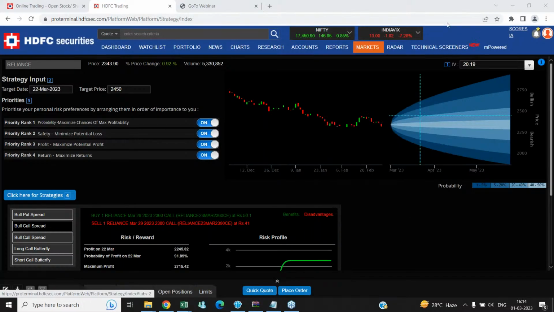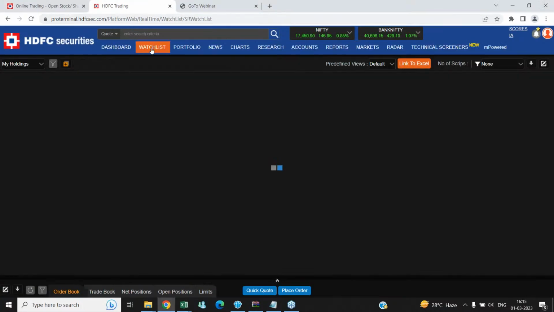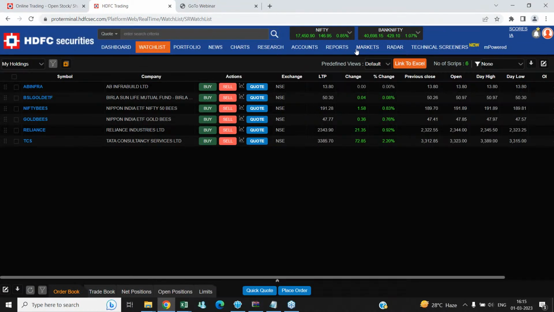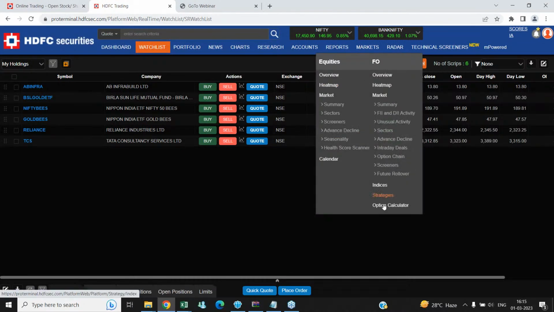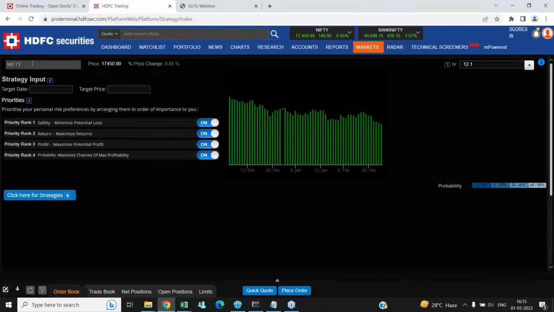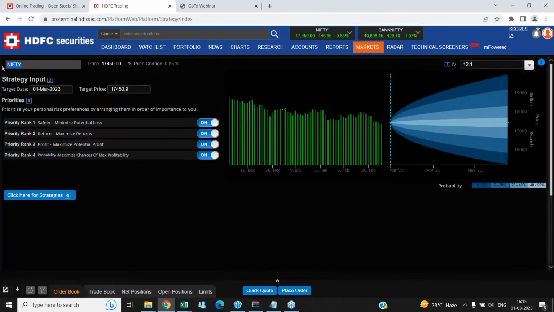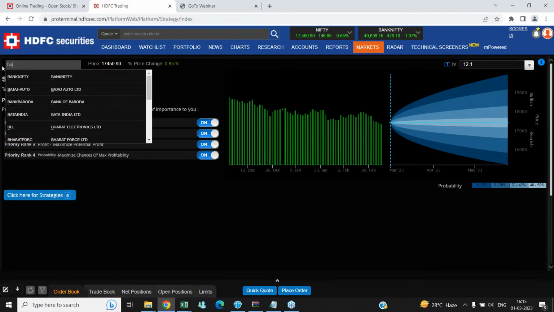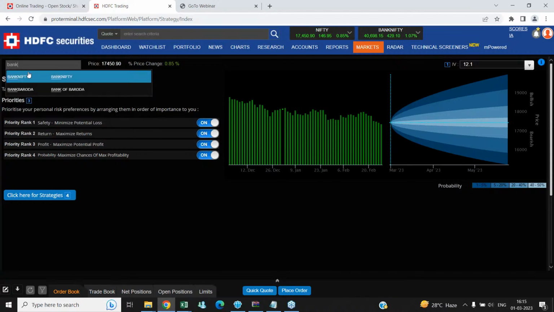Thank you. So this is the Pro Terminal platform, which is a web-based platform. Suppose you want to go into the option strategy tab. Under Market, you can go to Strategies. Here, firstly, you will be asked what stock you want to see the strategy for or trade upon. Suppose you take Bank Nifty over here.